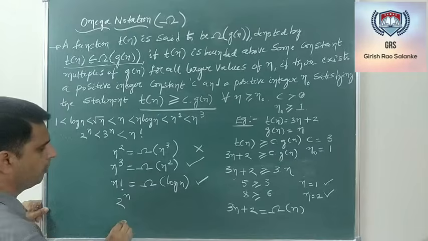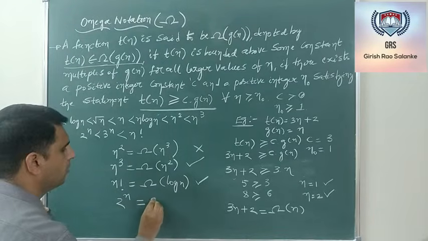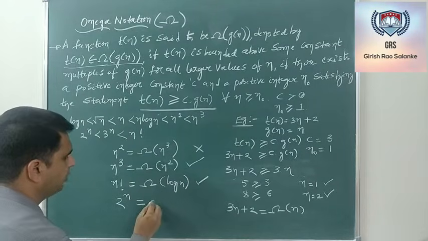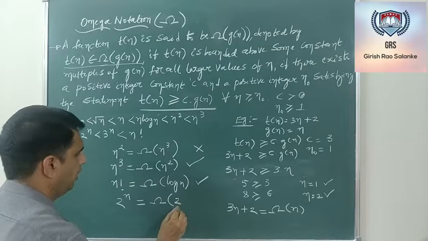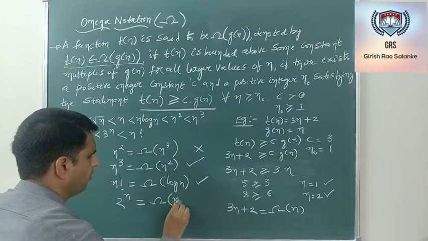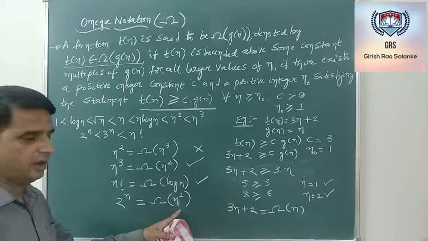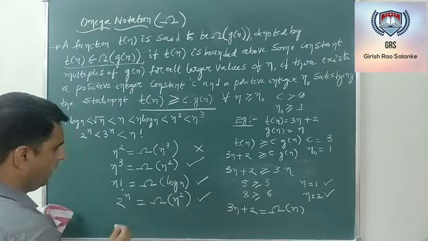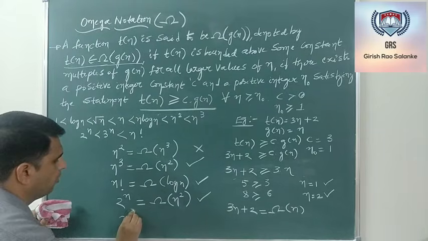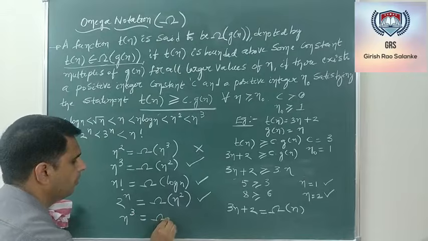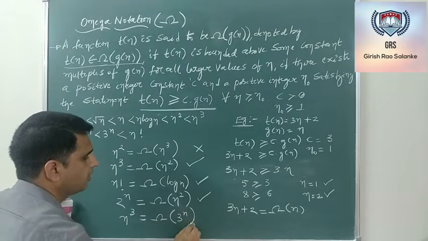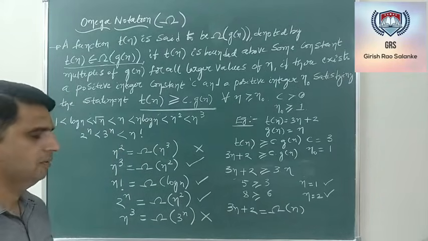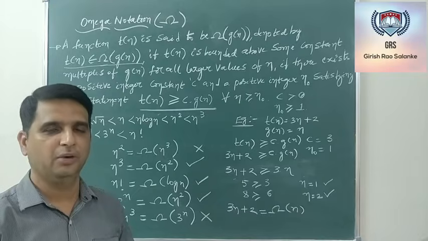Now let me take one more. 2 power n exponential is equal to big O of n square. Is this true? On the left hand side I have a higher efficiency class. Yes, this is true. Now if I have something like n cube is equal to big omega of 3 power n, is this a valid statement? Is it true? No, this is not true. This is about the omega notation.